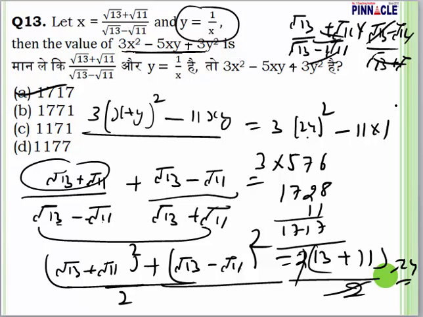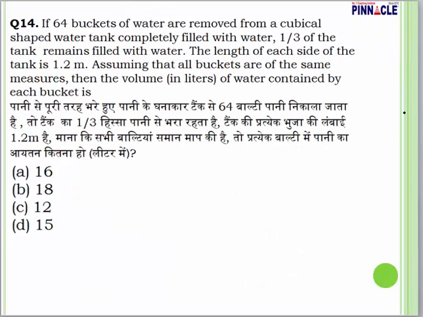Next question, question number 14. If 64 buckets of water are removed from a cubical shaped water tank completely filled with water, 1 by 3 of the tank remained filled with water. The length of each side of the tank is 1.2 meter. Assuming that all buckets are of the same measure, the volume of water contained by each bucket is how much?